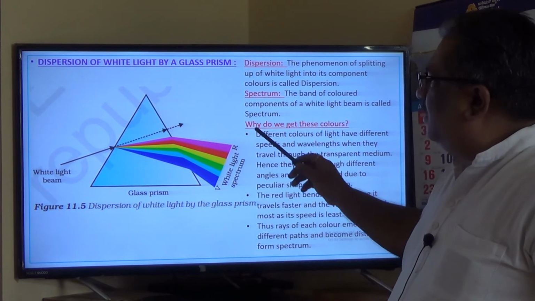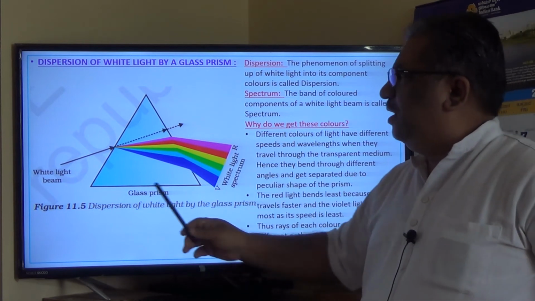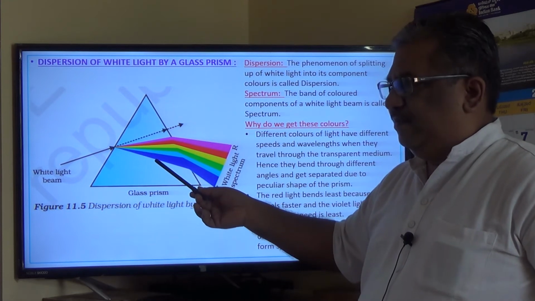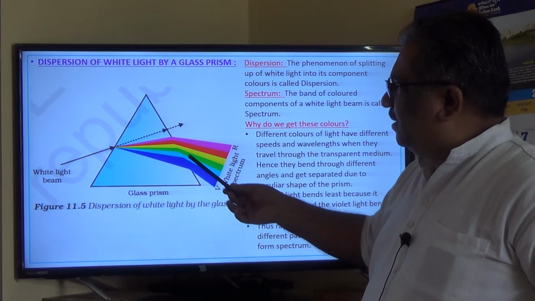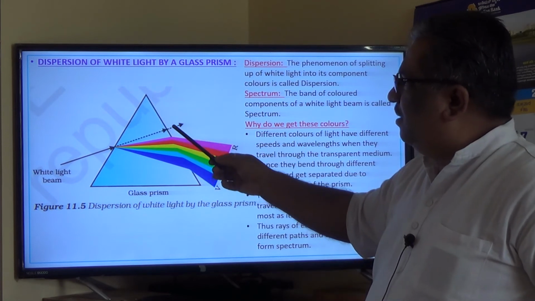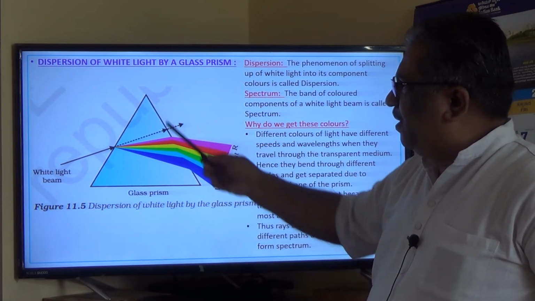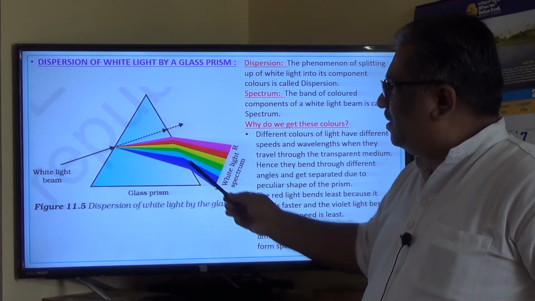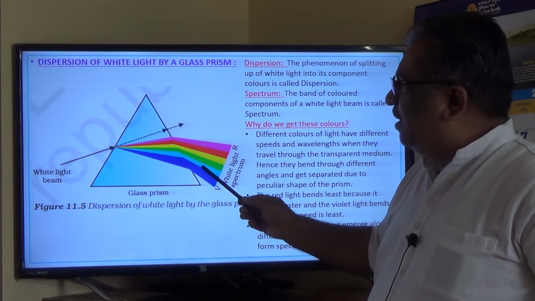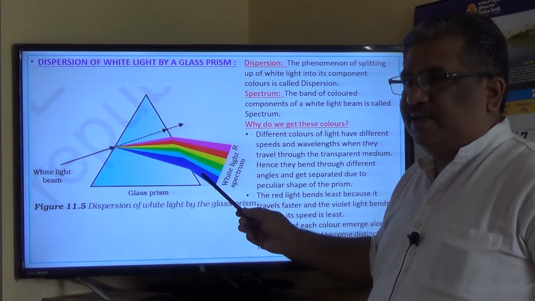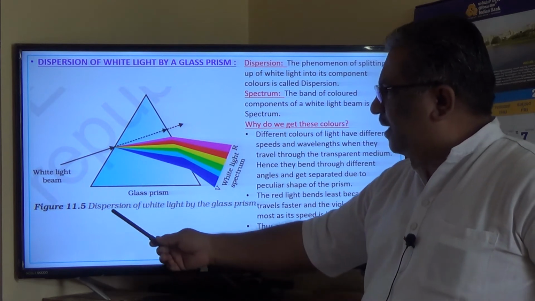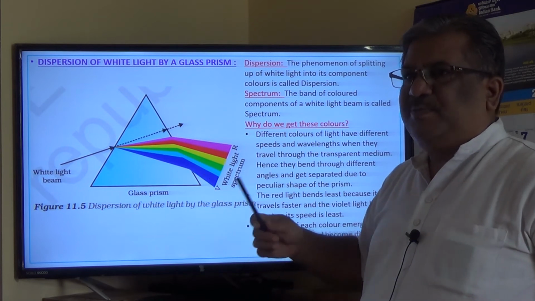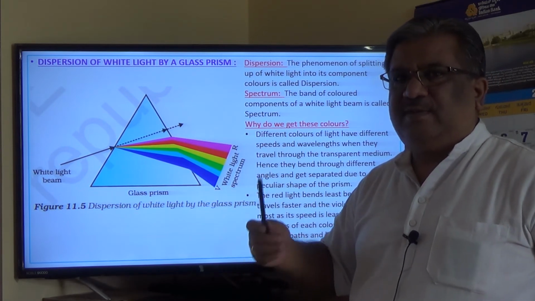Now let us study certain phenomena in this. First of all, if I take white light, it is getting split into its constituent colors, and then further the colors are being separated. At this face, there is refraction as well as dispersion. At this face, only refraction, but further separation of the colors takes place. That is important. So the title for this is Dispersion of White Light by the Glass Prism. Earlier, it was refraction of a monochromatic source of light through the glass prism.